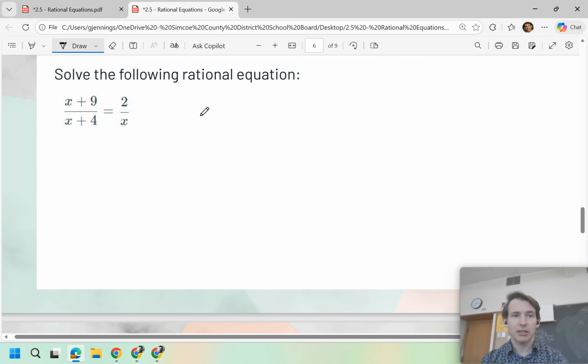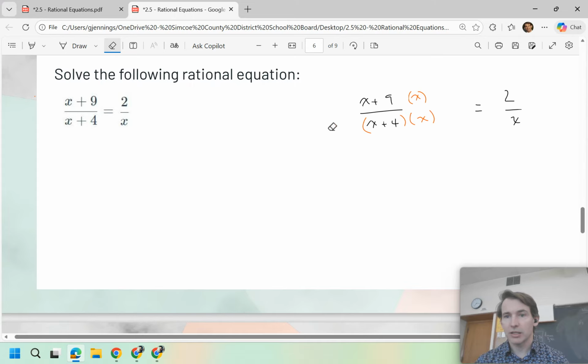Okay, next example. Suppose we have one like this. My first step might be to write it out again: x plus 9 over x plus 4 equals 2 over x. The fact that 9 and 4 are both squares has nothing to do with this problem. Now I'm going to create a common denominator. This one, maybe I'm going to multiply top and bottom by x, because I see that we have a factor x on that side of the equation.